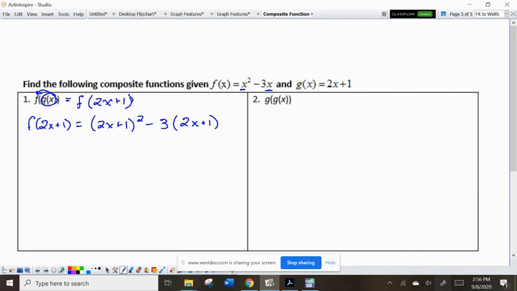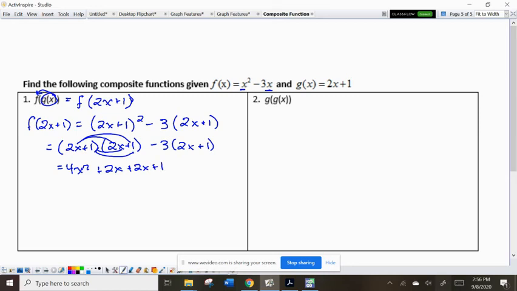Now we have to FOIL. That's what we want to pay attention for using our algebra and algebra 2 skills. So first, outer, inner, last. And then this -3 is going to distribute -6x minus 3. So that's everything we get when we multiply.